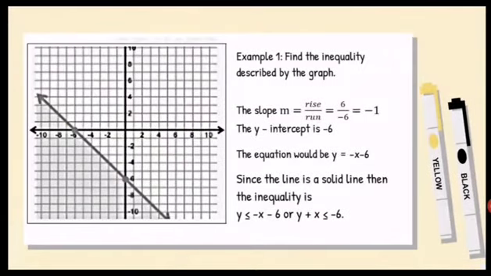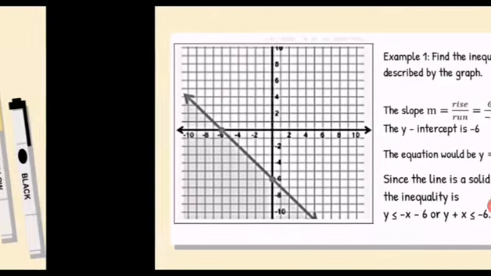Example number 1. Find the inequality described by the graph. The slope m, which is rise over run, is equal to 6 over -6 or -1. The y-intercept is -6 because it passes the y-axis at -6. The equation would be y equals -x minus 6. Since the line is a solid line, then the inequality is y is less than or equal to -x minus 6, or y plus x is less than or equal to -6.